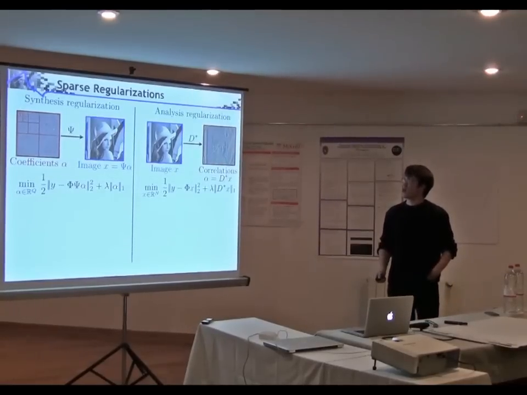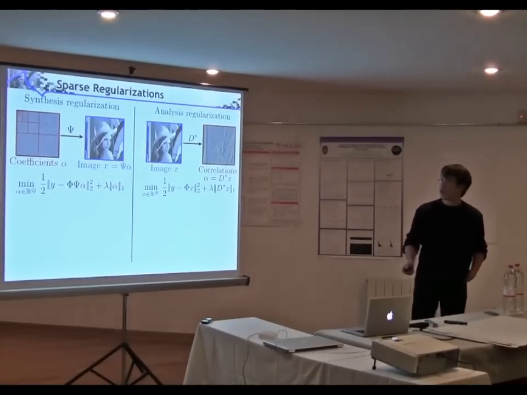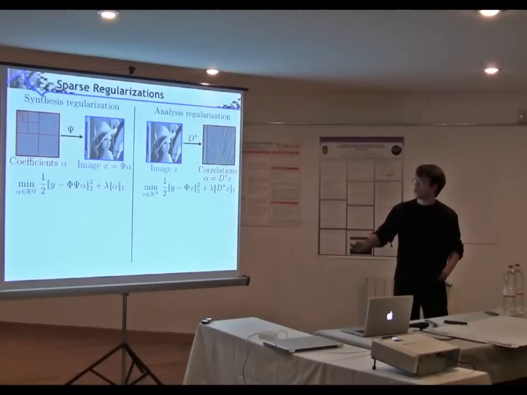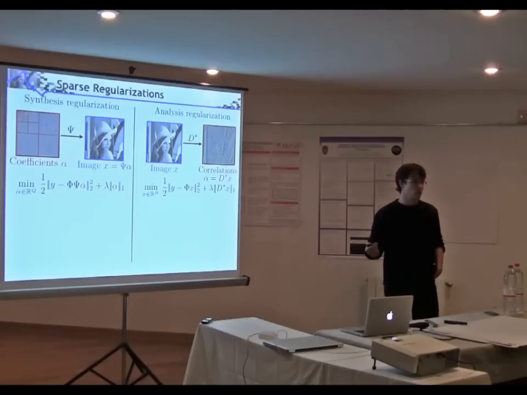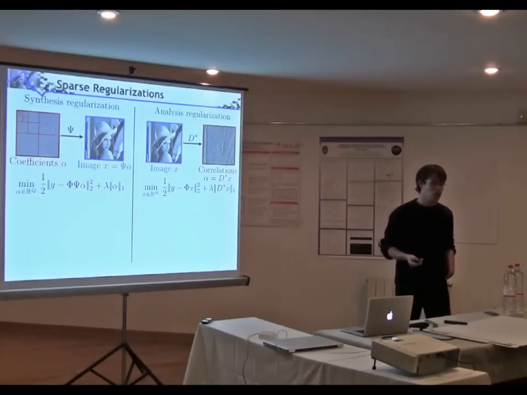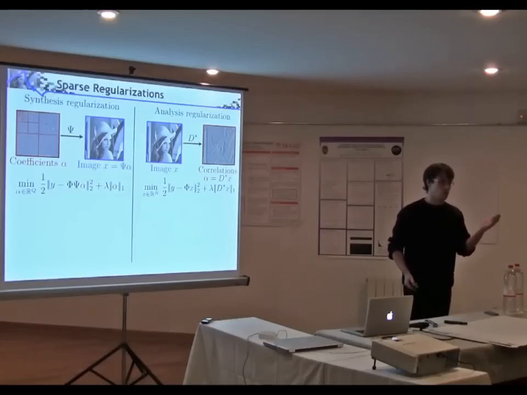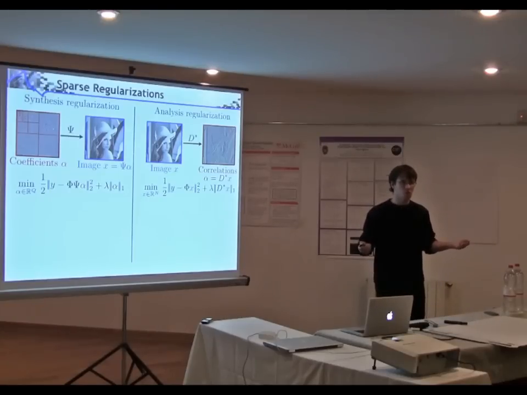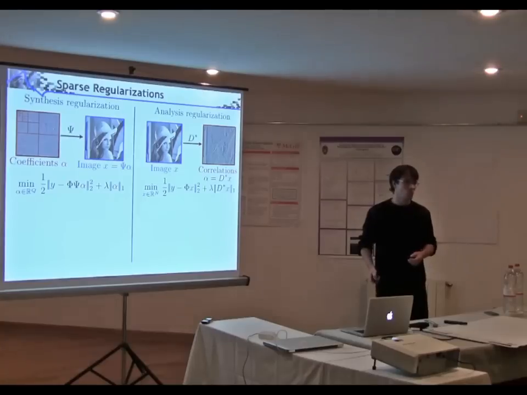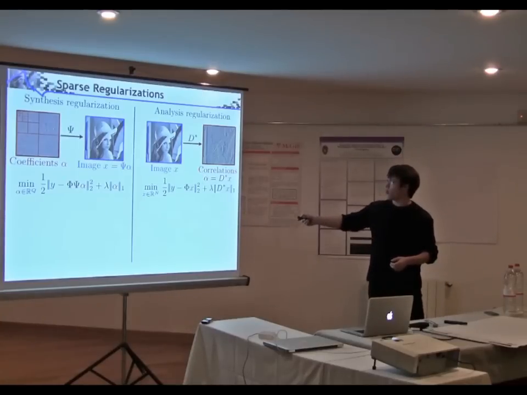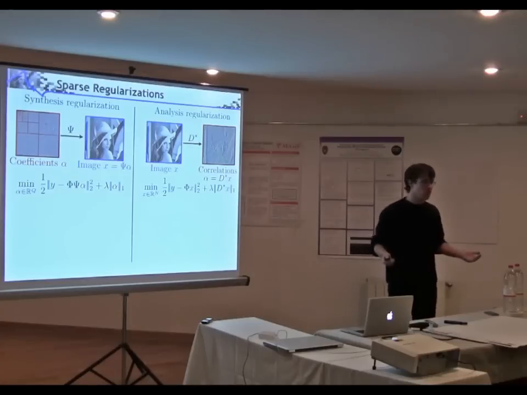In contrast, analysis regularization does exactly the contrary. Your variable of optimization would be the image itself, not the coefficients. And what you consider is some kind of correlation of the image with your atoms. Maybe the most popular analysis prior is the so-called total variation, TV prior, where the correlation is just computing the derivative in the x direction and in the y direction. But very generally speaking, you are just considering here a linear operator, this star, from your image to some correlation space. Okay, and for simplicity, I use the same letter alpha here, but remember that these two are, in most of the cases, very different.